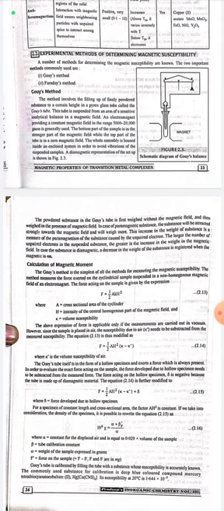The powdered substance in the Gouy tube is first weighed without the magnetic field and then weighed in the presence of the magnetic field. In case of a paramagnetic substance, the substance will be attracted strongly towards the magnetic field and will weigh more. This increase in the weight of the substance is a measure of the paramagnetism caused by the unpaired electrons. The larger the number of unpaired electrons in the suspended substance, the greater is the increase in the weight in the magnetic field. In case the substance is diamagnetic, a decrease in the weight of the substance is registered when the magnetic field is on.